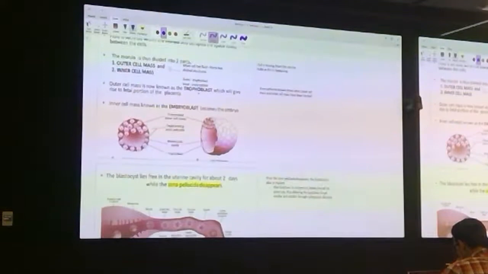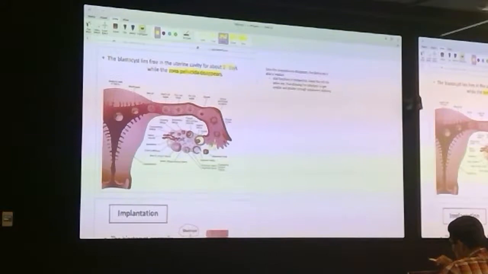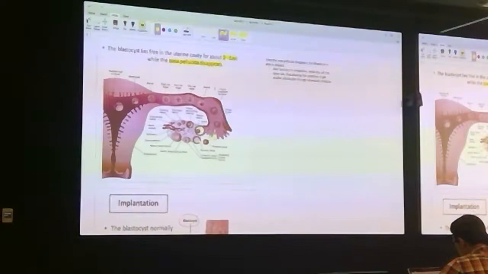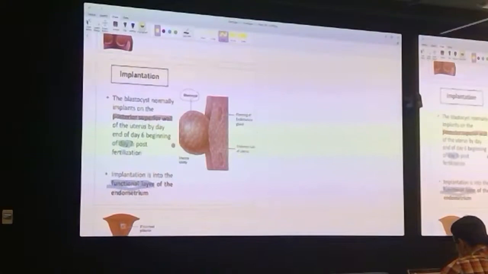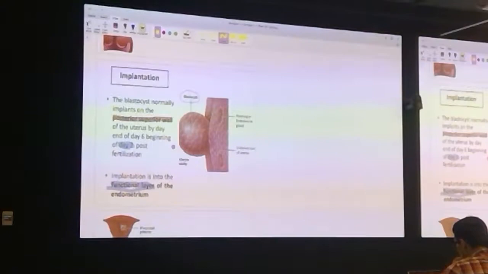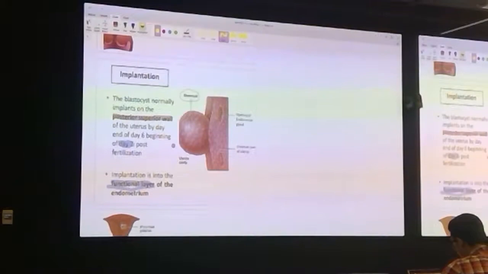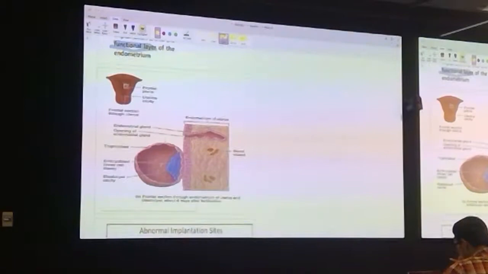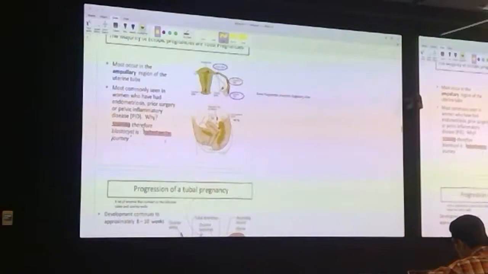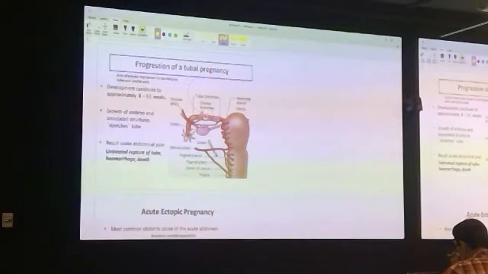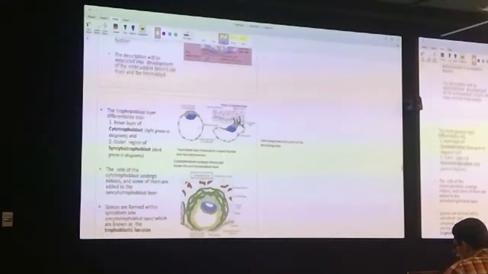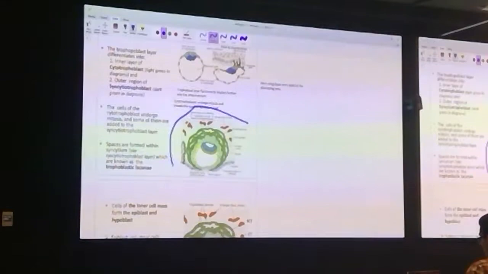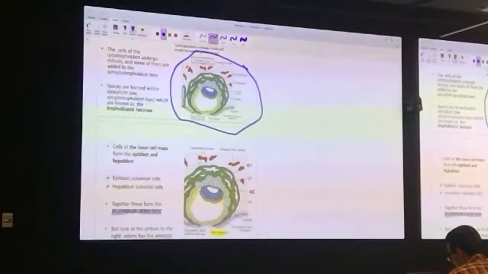Okay, so you need to know at day 2, the zona pellucida disappears. You need to know that implantation occurs at day 7, and it occurs at the posterior superior wall of the endometrium, the functional layer of the endometrium. Ectopic pregnancies most commonly occur at the ampulla. So for these pictures, make sure you're able to identify them. You don't need to know what stage it's at, you just need to identify each part.